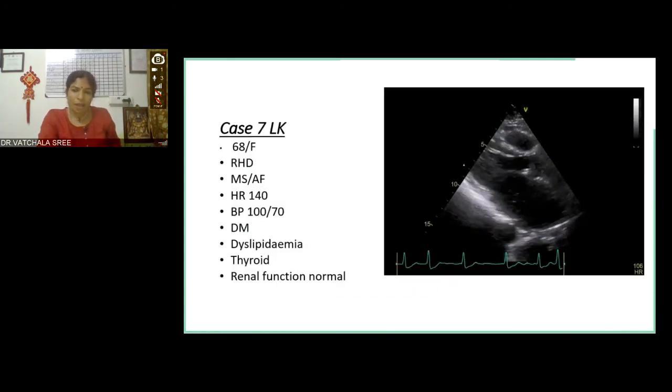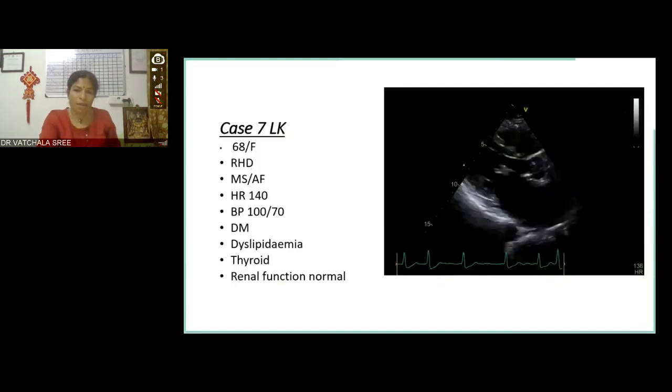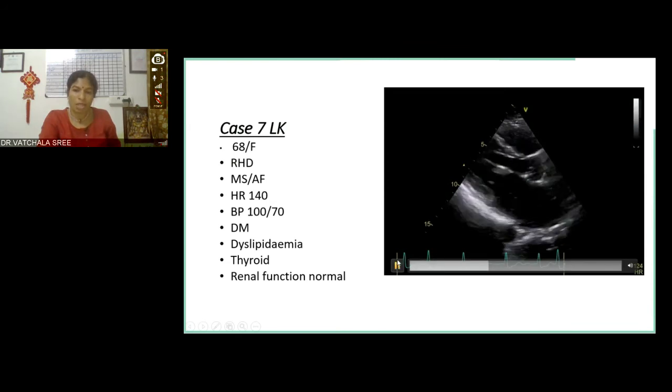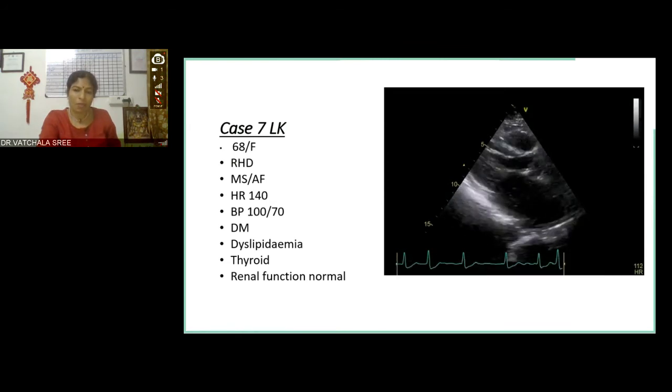Now this lady, I just put this slide because obviously in the 2D image you can see that one, she's having atrial fibrillation, two, she's having mitral stenosis, LA volume is increased, LA is enlarged, and she also has involvement of the aortic valve as well.